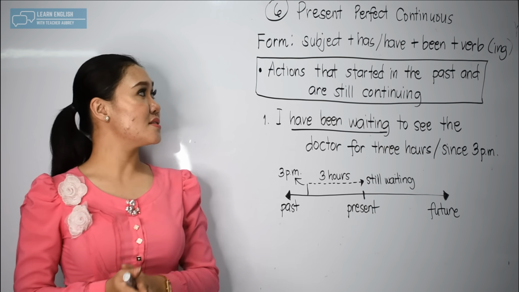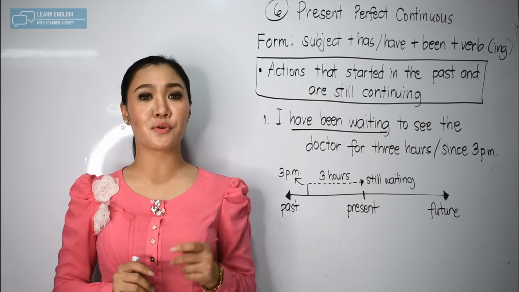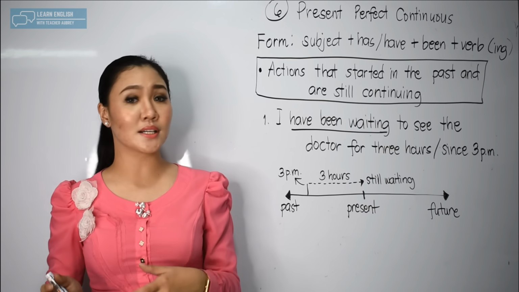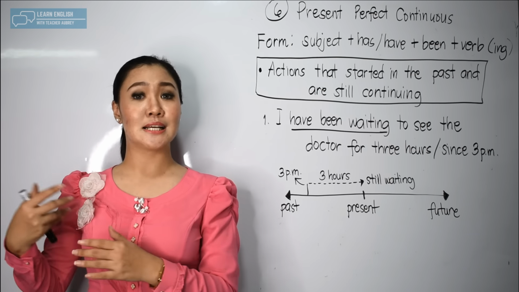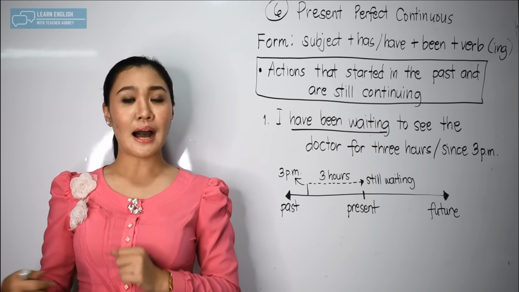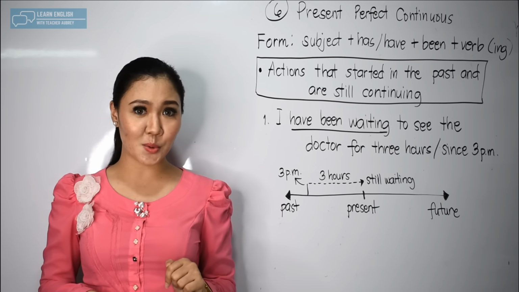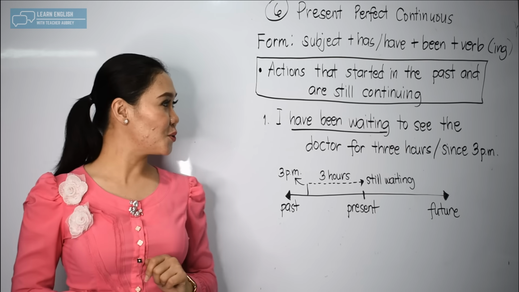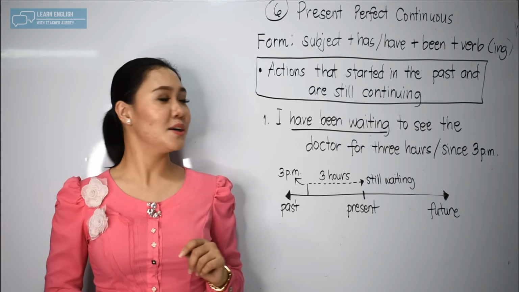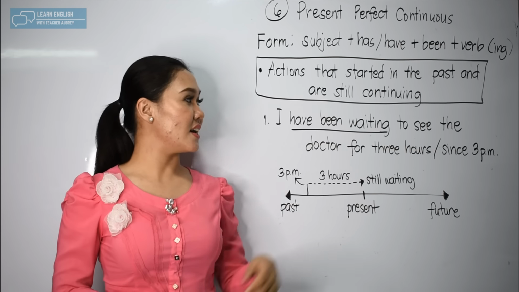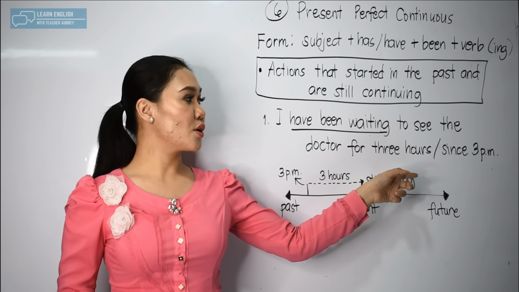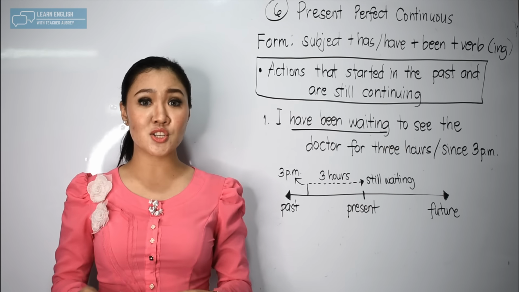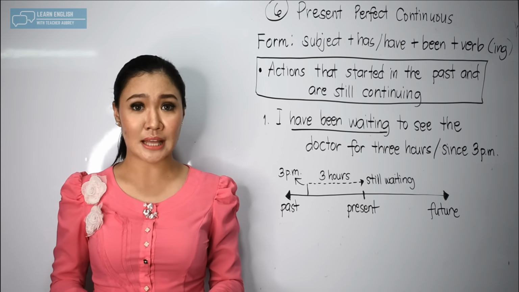Saan ginagamit ang present perfect? Ginagamit ang present perfect tense for actions that started in the past and are still continuing o para sa mga kilos na nagsimula sa nakaraan at nagpapatuloy hanggang sa kasalukuyan. Tingnan natin itong mga halimbawa. Ang una, I have been waiting to see the doctor for 3 hours or since 3 p.m. Alin man dyan sa dalawang gamitin ninyo ay parehong tama.